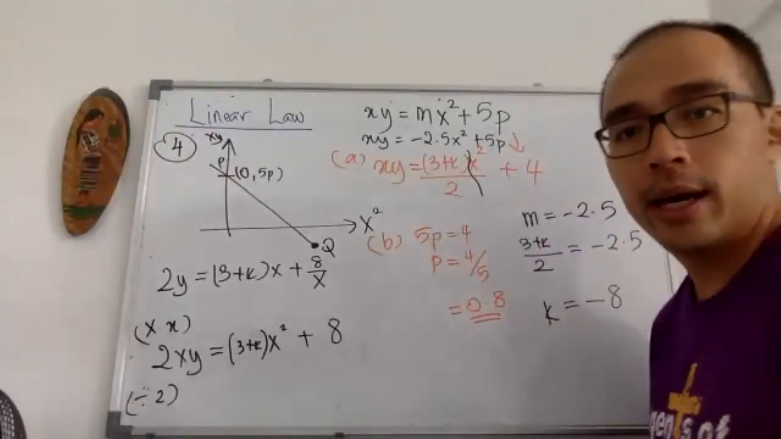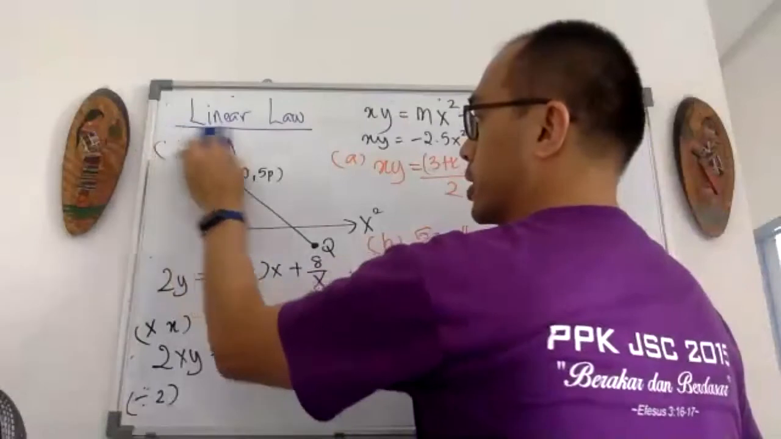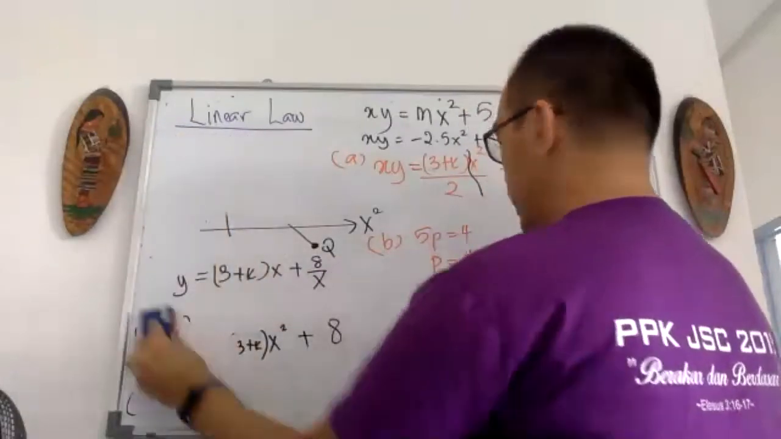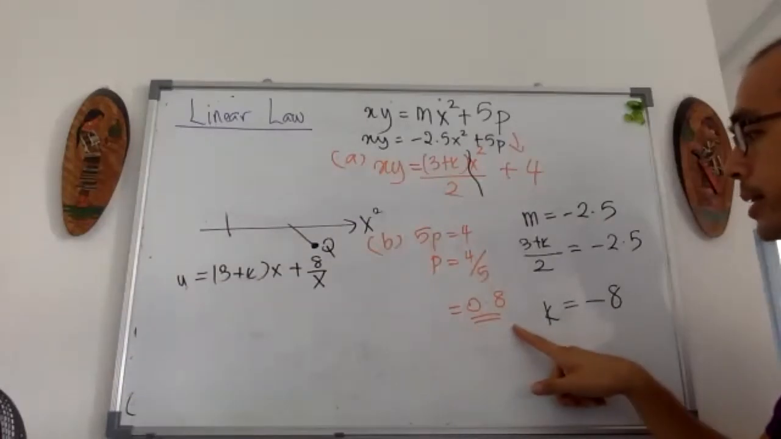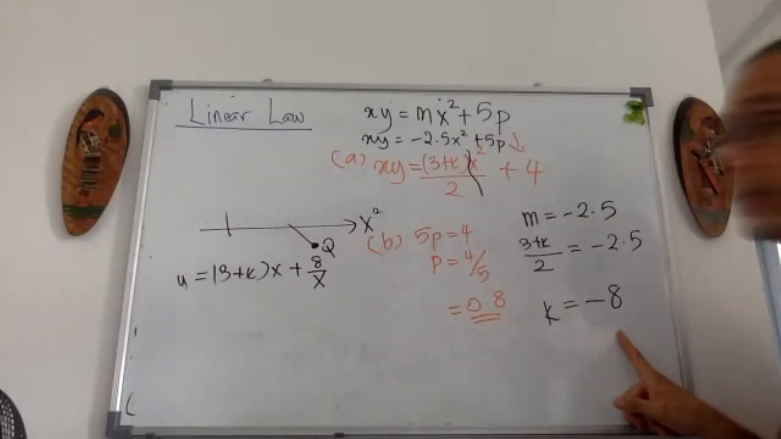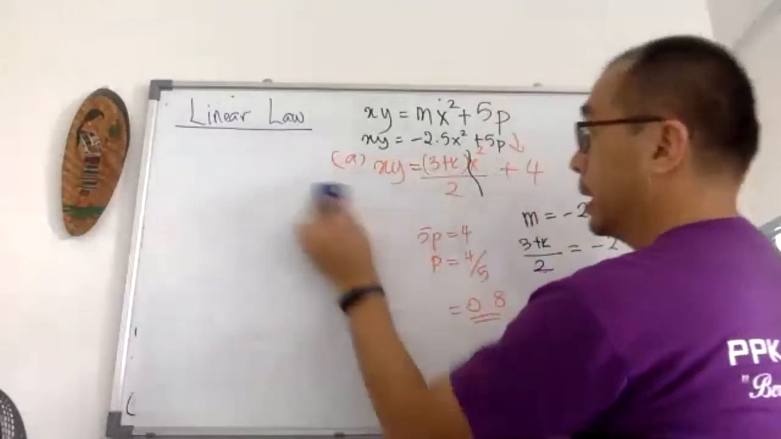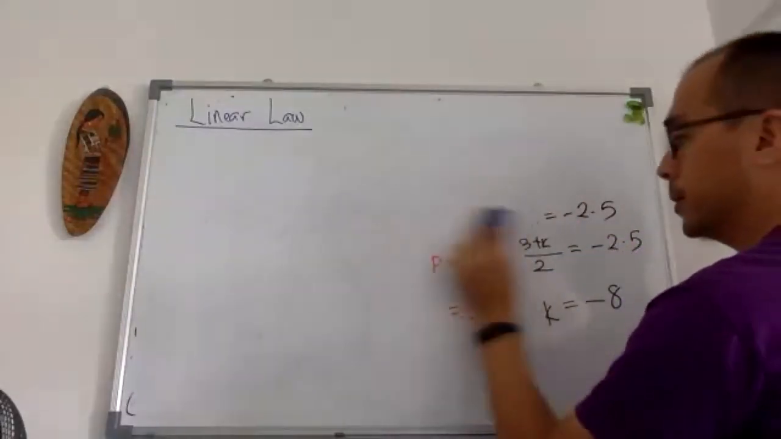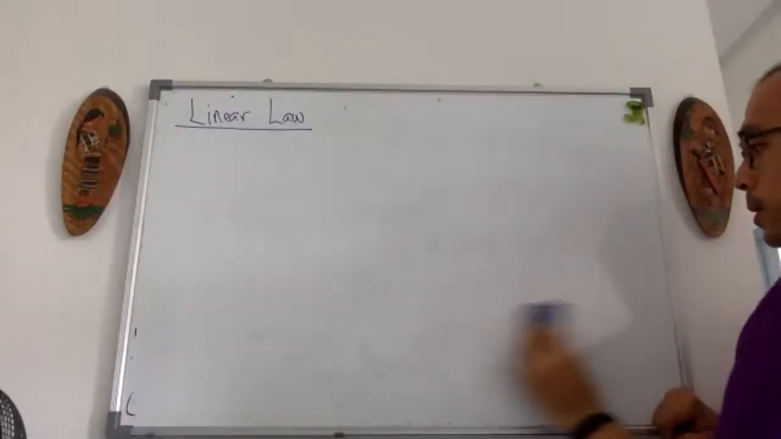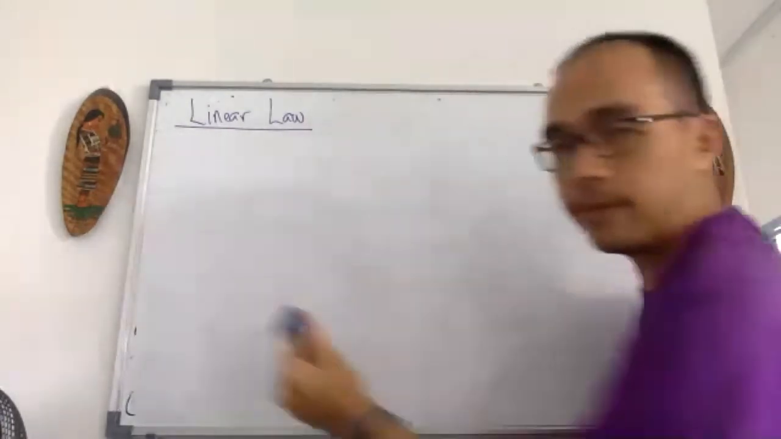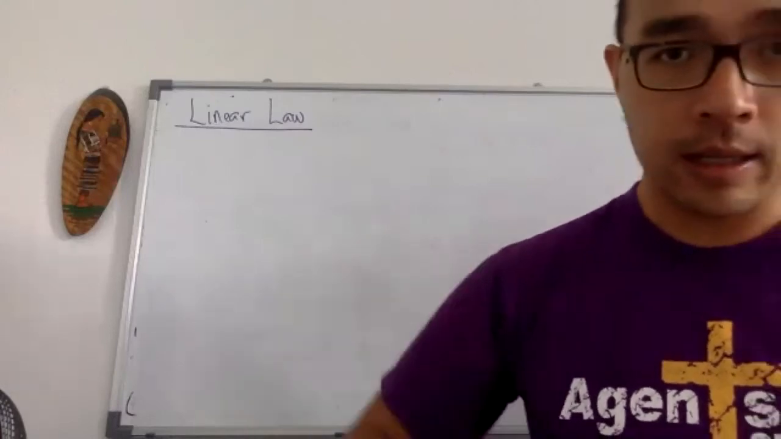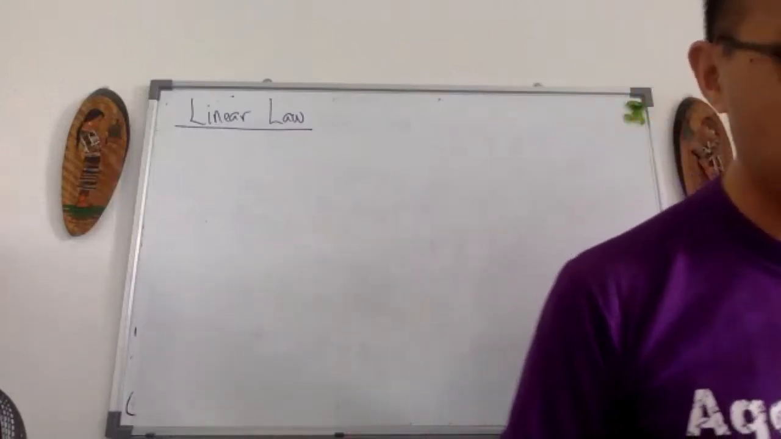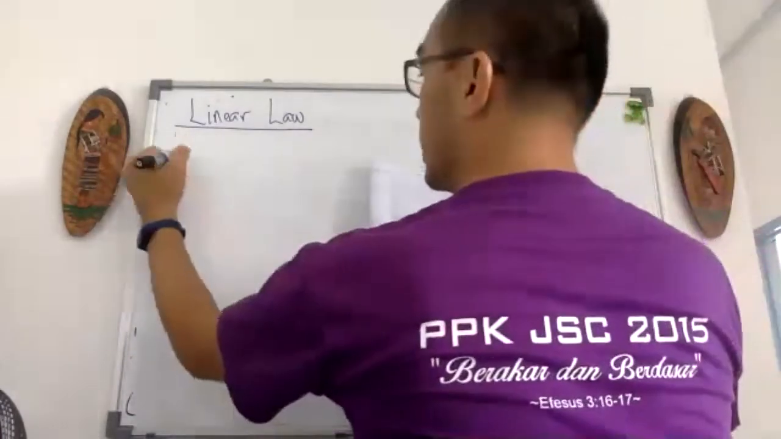I'm going to go on to question number 5. Just to remind you, the answer just now: p equals 0.8 and k equals negative 8. Here's the final answer. While you're doing that, I'm just going to copy down question 5 first.